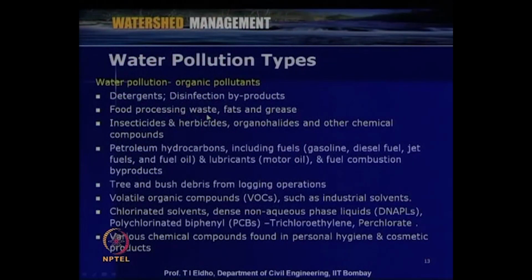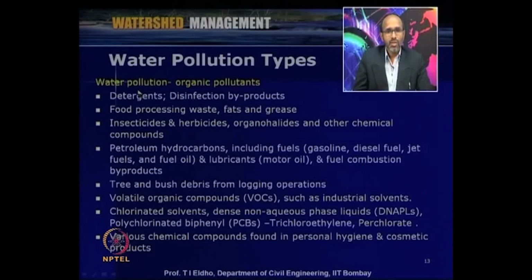The pollutants can be, as I mentioned, when some of the components are more or less, depending upon what is in the water, particular for the specific use. So the pollution type can be organic pollutants, like detergents, disinfection byproducts, food processing waste, fats and grease, then insecticides, herbicides, organohalides and other chemical components, then petroleum hydrocarbons including fuel, lubricants, fuel combustion byproducts, tree and bush debris from logging operations, then volatile organic contaminants such as industrial solvents, chlorinated solvents, polychlorinated biphenyl, then trichloroethylene or perchlorate, and then various chemical compounds found in personal hygiene and cosmetic products.